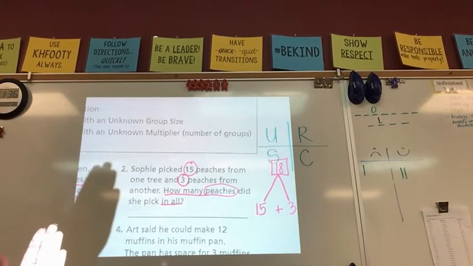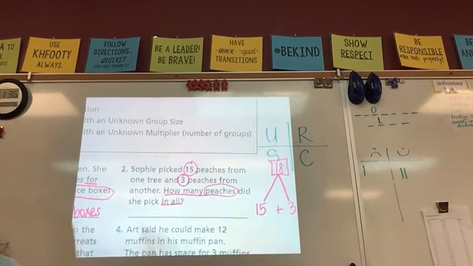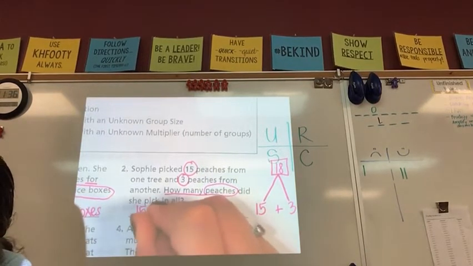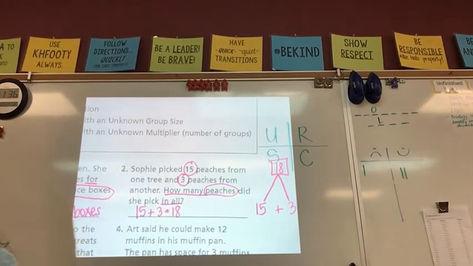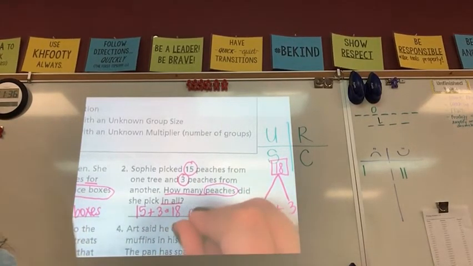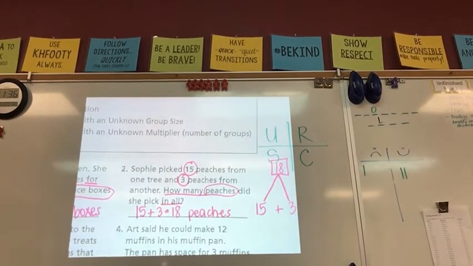Do you have it? What is it? 18. Ooh, my whole equation though. 5 plus 3 is 18. 5 plus 3 or 15? 15 plus 3 equals, Gunnar already told me it's 18 peaches. Crushed it. Yes, sir. Oh, look at that. Questions about number 2.